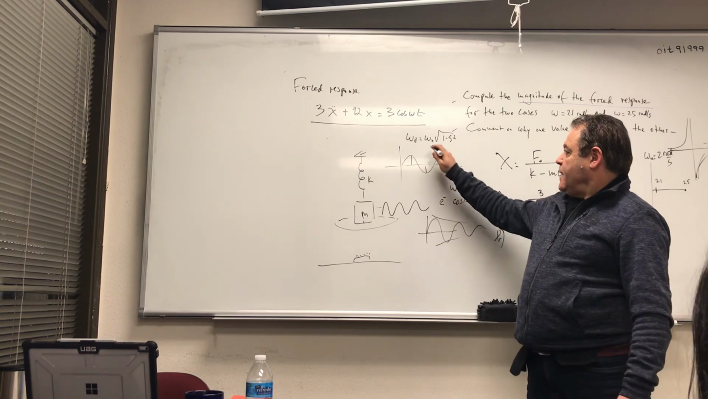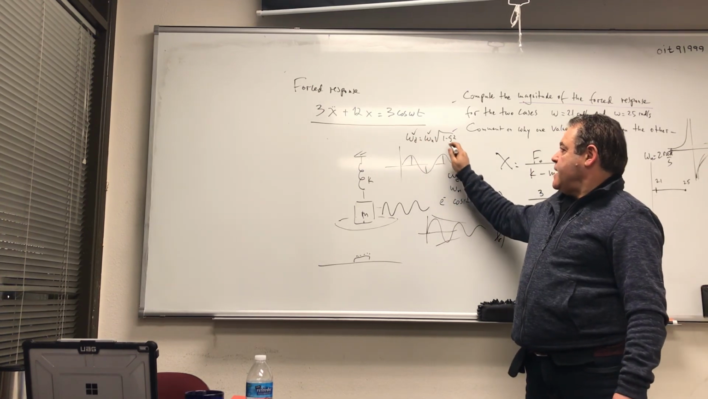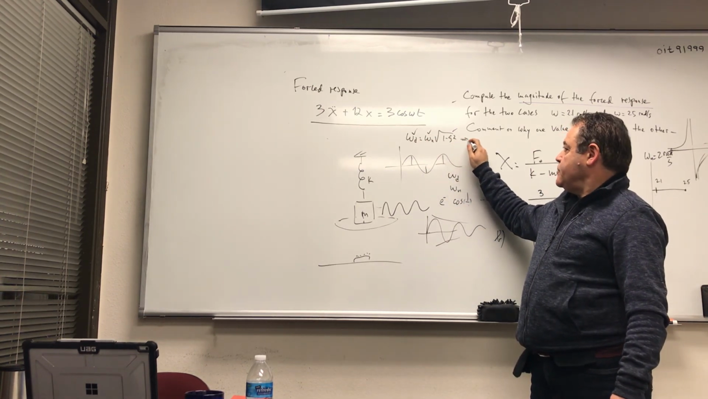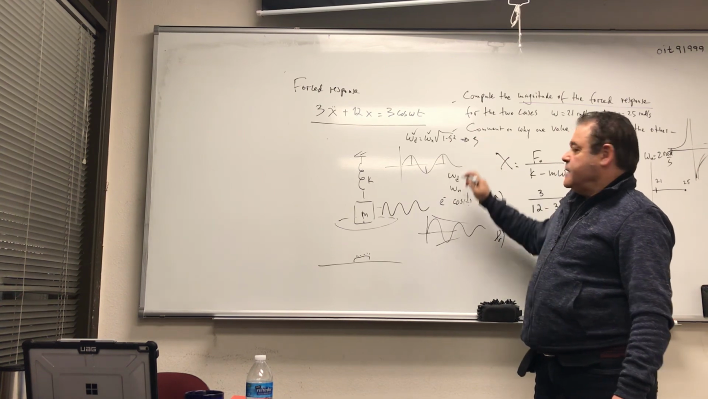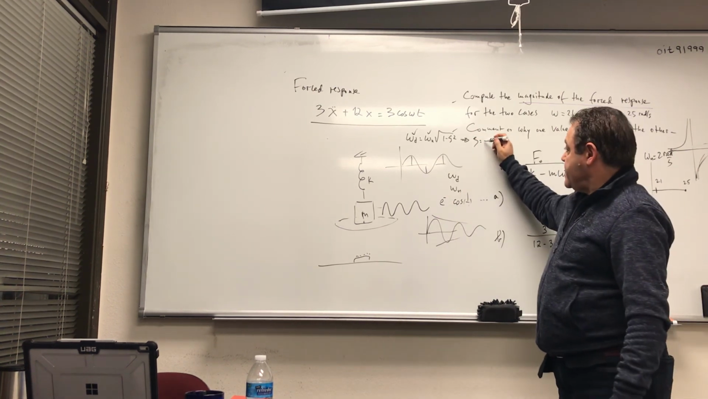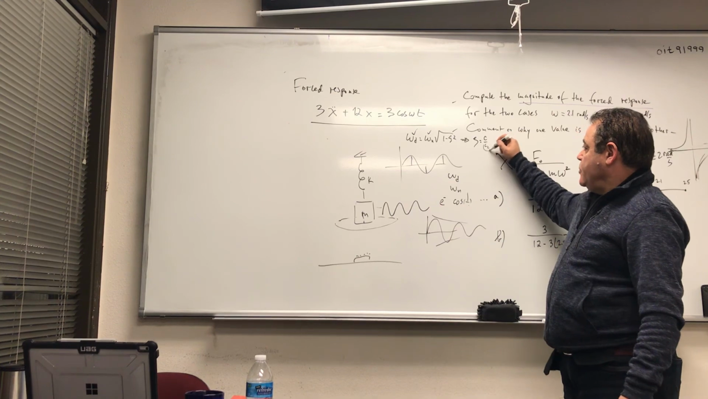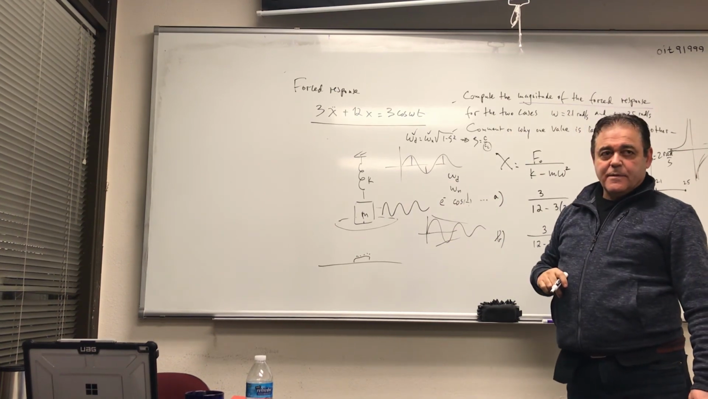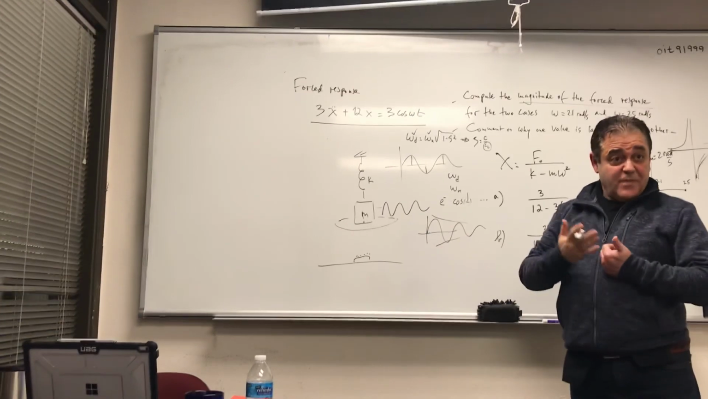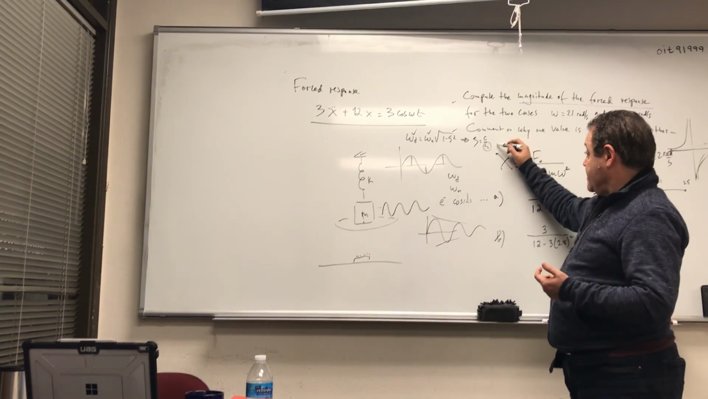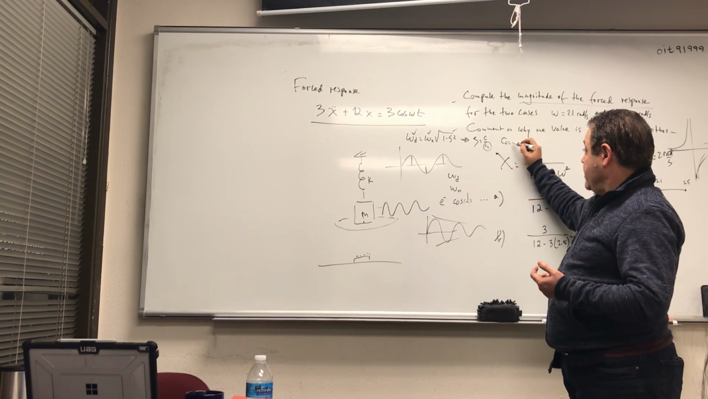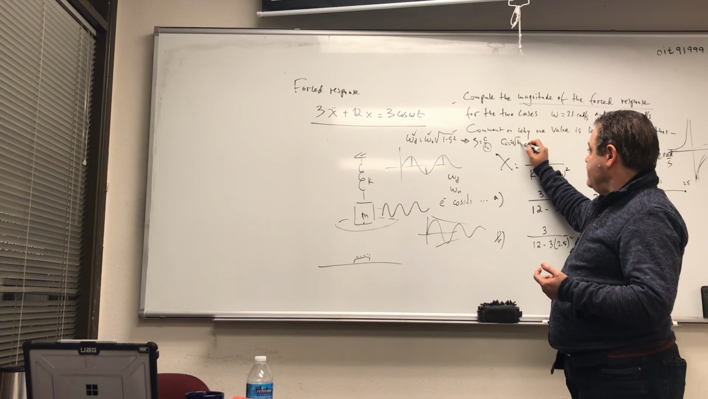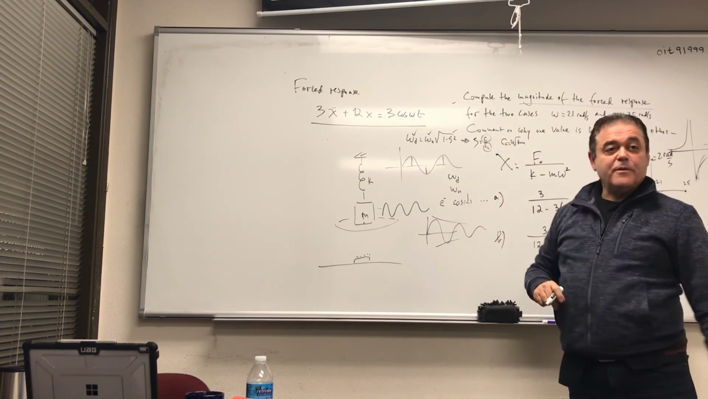Now, if you know this and you know that, then this equation will allow you to find zeta, which is C over CC. Now, do we know what CC is? Because we know the m, we know CC is 2 times the square root of km. Now we can figure out what the damping is.